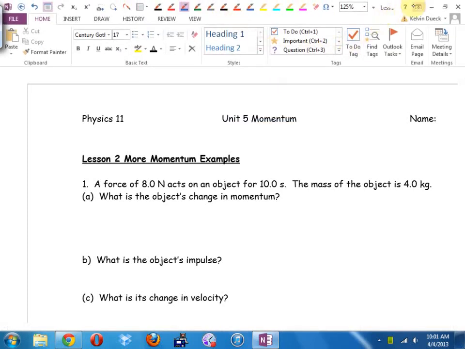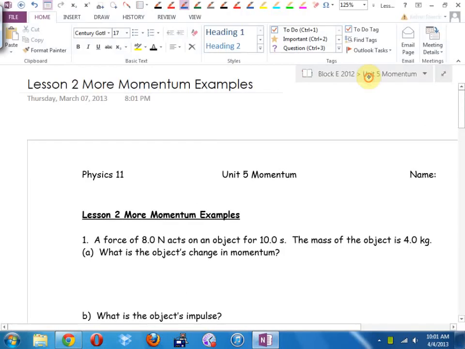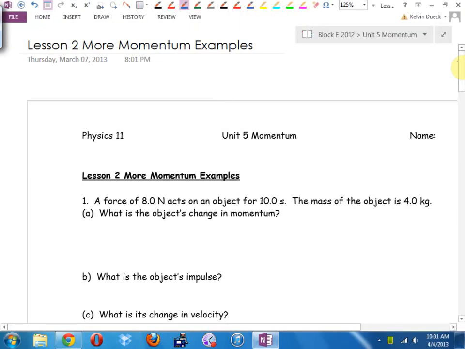So I called this lesson More Momentum Examples. Why? Because we're going to do some more momentum examples. So again, key ideas, we could even write this right at the top here. We said momentum was equal to mass times velocity. That was our one equation.